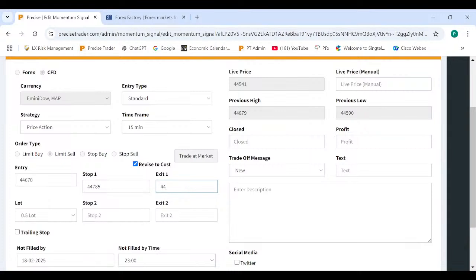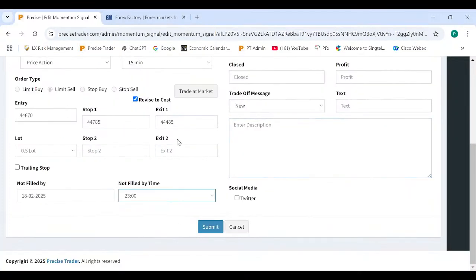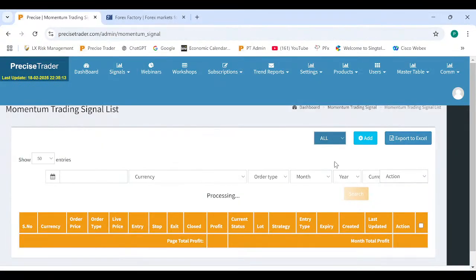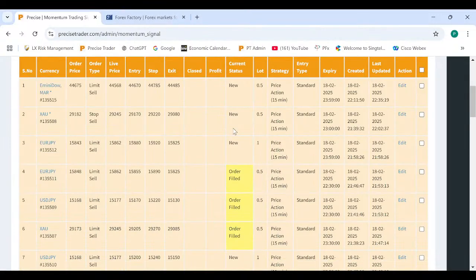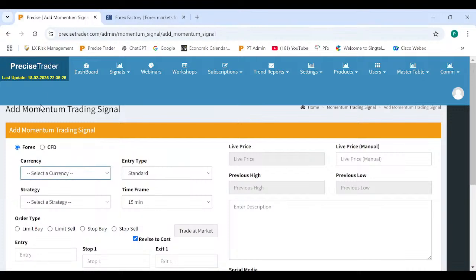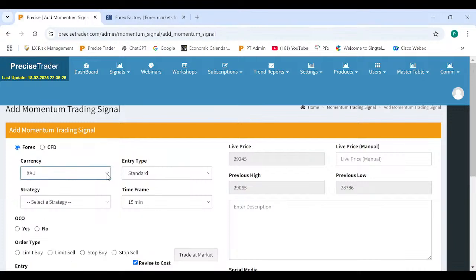44,485, sorry, 485. This one I would want to give until another 1.5 hours for this trade. Then I want to go for another trade selling at 610.